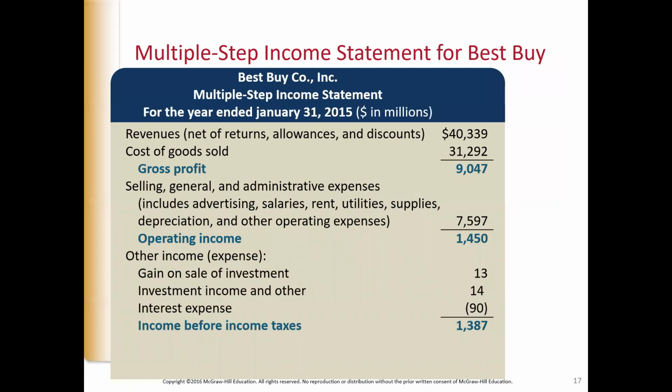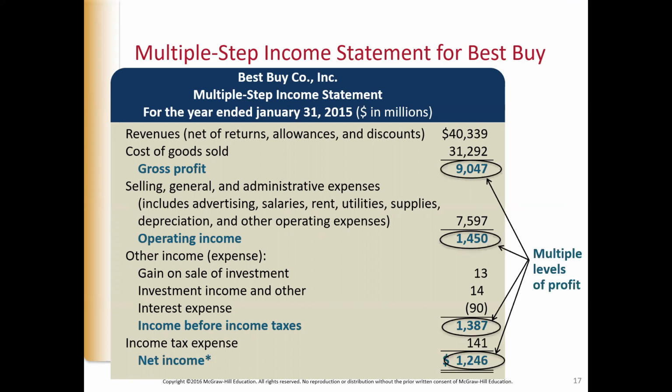Here, you see something that is called a multiple step income statement. The reason it's called a multiple step income statement is because it shows you different levels of profit. From revenues minus cost of goods sold, it shows you gross profit. Then after various selling and admin expenses, it shows you operating income. Then after various other income, gains, and other expenses, it shows you income before income taxes. And then with the income tax expense, it shows net income.